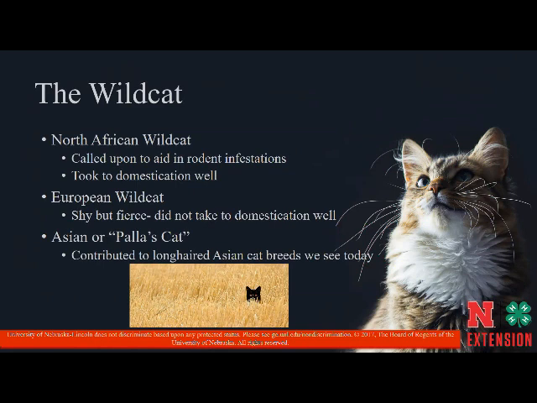The North African wildcat was first called upon to aid in rodent infestations. That means that there was lots of rats and mice running around. And it is a bit larger than today's house cat. It took to domestication well. It drastically reduced the vermin, which would be the rats, even skunks and raccoons and things like that in the population.